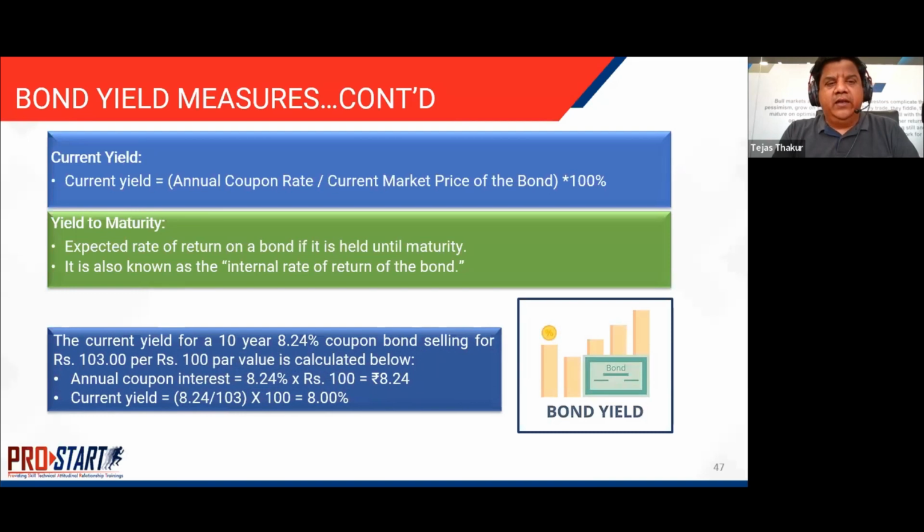So here in this case, my YTM will be equal to the coupon yield. Current yield for 10 years, let's say, is 8.24%, bond selling for 103. 100 rupees is its par value. So the annual coupon interest is basically 8.24% multiplied by 100, which is 8.24 rupees, and 8.24 divided by the current market price, which is 103, will take me to 8%.